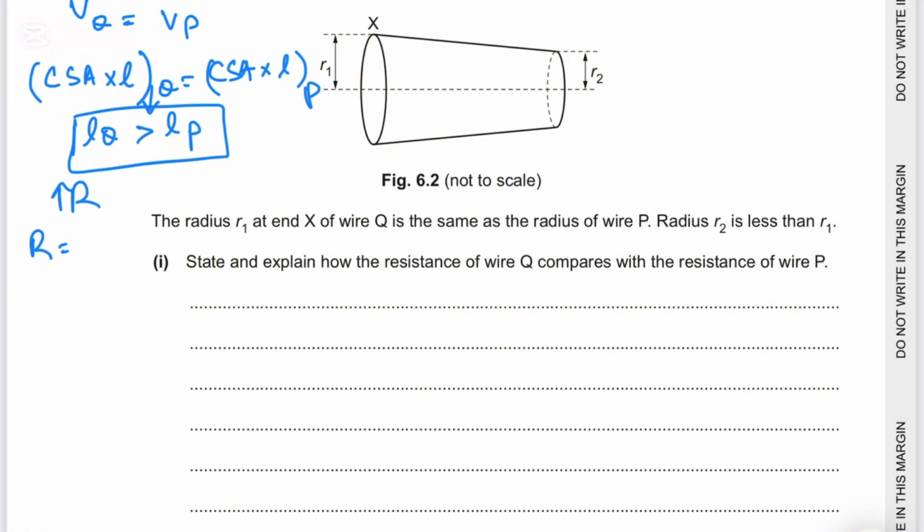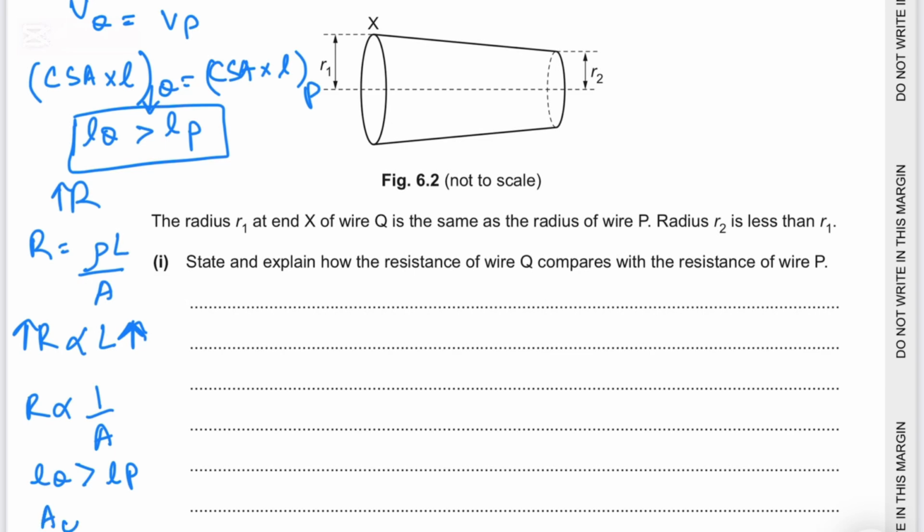Since resistance is equal to resistivity times length divided by cross-sectional area, where resistance is directly proportional to length and inversely proportional to cross-sectional area, you'll use this relationship and the fact that length of Q is greater than length of P. That means increasing length for wire Q will increase the resistance of wire Q. Also, considering that the total or the average cross-sectional area of Q is less than the average cross-sectional area of wire P, and knowing that it's inversely proportional to the resistance, decreasing the cross-sectional area would also increase the resistance of wire Q. So both of these factors lead to an increased resistance for wire Q.